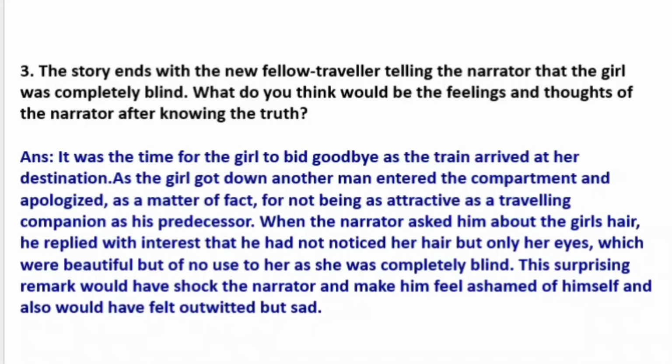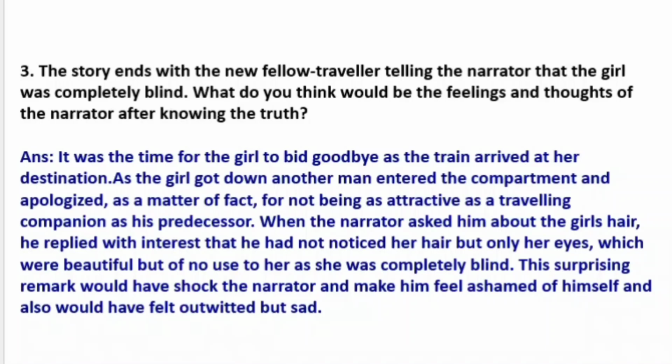Third question. The story ends with the new fellow traveler telling the narrator that the girl was completely blind. What do you think would be the feelings and thoughts of the narrator after knowing the truth? Answer. It was time for the girl to bid goodbye as the train arrived at her destination. As the girl got down, another man entered the compartment and apologized for not being as attractive a traveling companion as his predecessor.